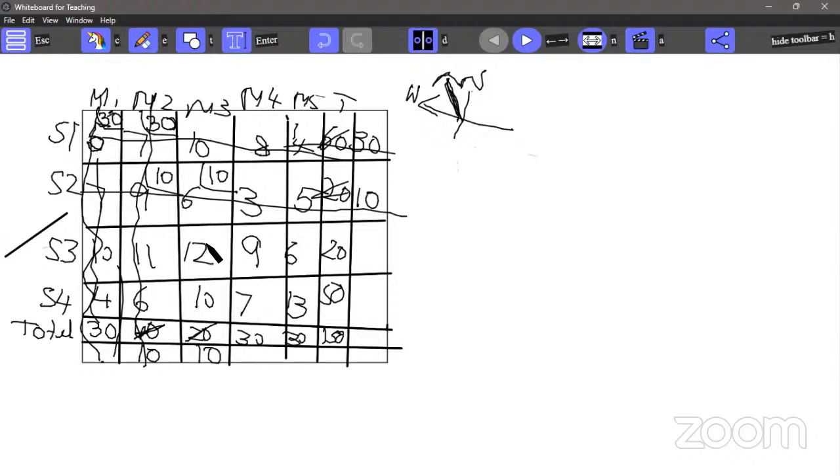Okay, so shall we come here? S3, M3. How much can I supply here? 20 we can supply, but demand is only 10. So only 10. Now M3's demand is completely fulfilled, so I will strike off that. How much supply is left over in S3 now? 10. So write down 10 here.